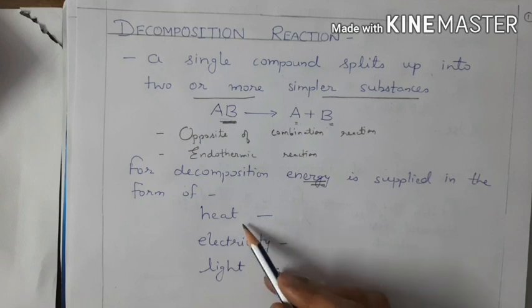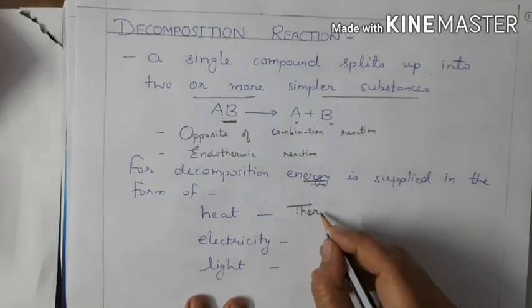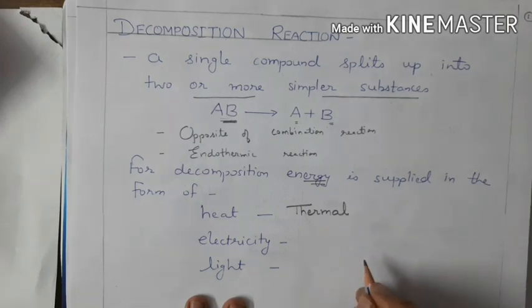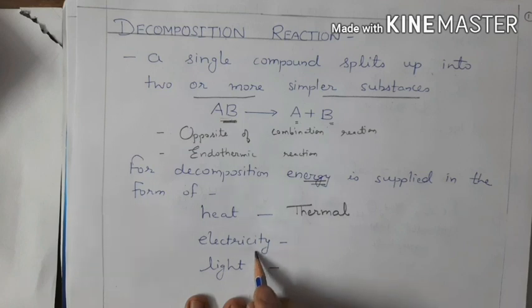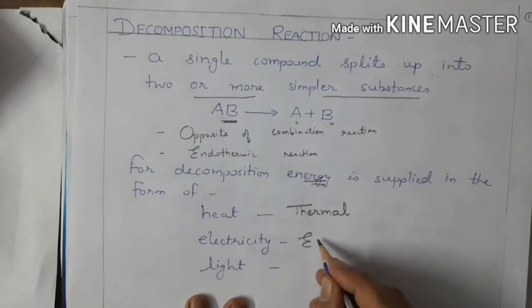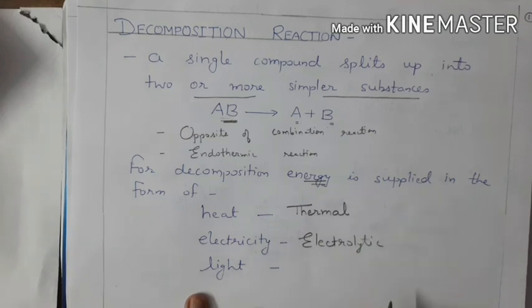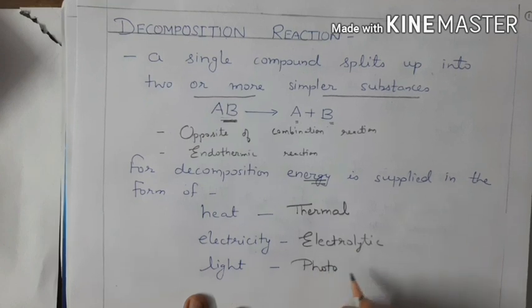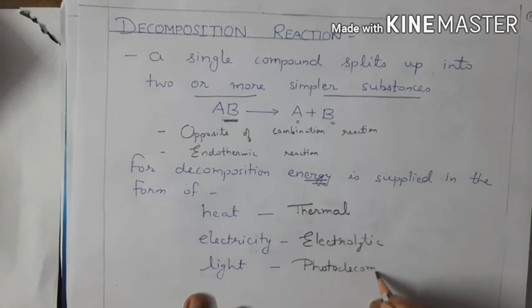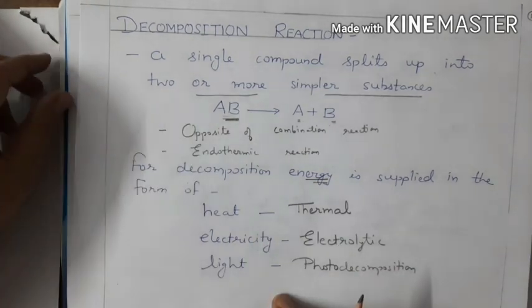When we supply energy in the form of heat, such decomposition reactions are known as thermal decomposition reactions. While the reactions in which we supply energy in the form of electrical energy or in the form of electricity, such reactions are known as electrolytic decomposition reactions. And when we supply energy in the form of light, such reactions are known as photo decomposition reaction. So we're going to talk about these decomposition reactions one by one.